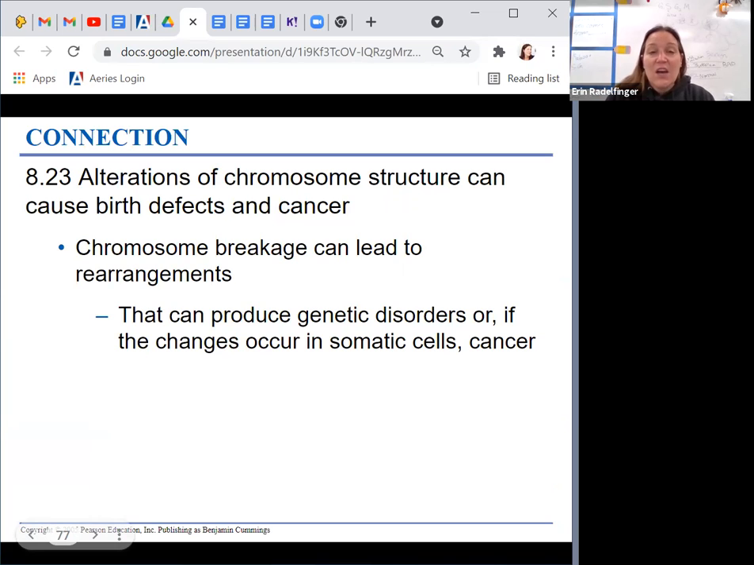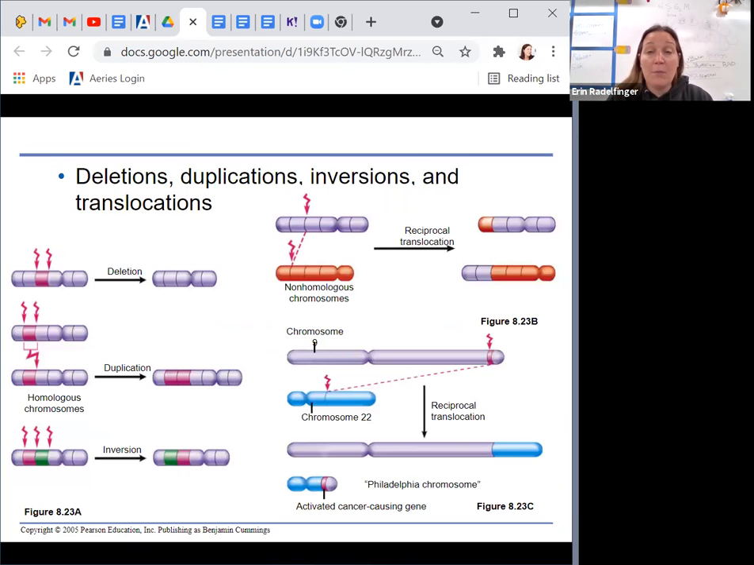All right, you guys. Alterations in chromosomes can also cause birth defects or cancer, as we've previously studied. We can have deletions where we actually delete part of our DNA. We can have duplications. We can invert where we actually switch the location of genes. And we can have translocations where an entire set of DNA hops onto a different chromosome. And that's a problem.